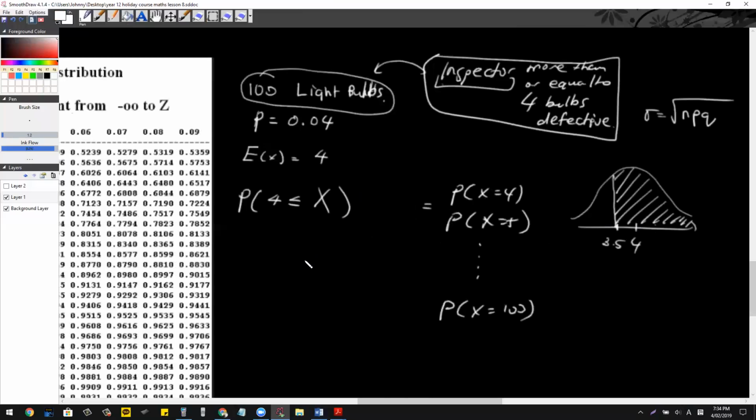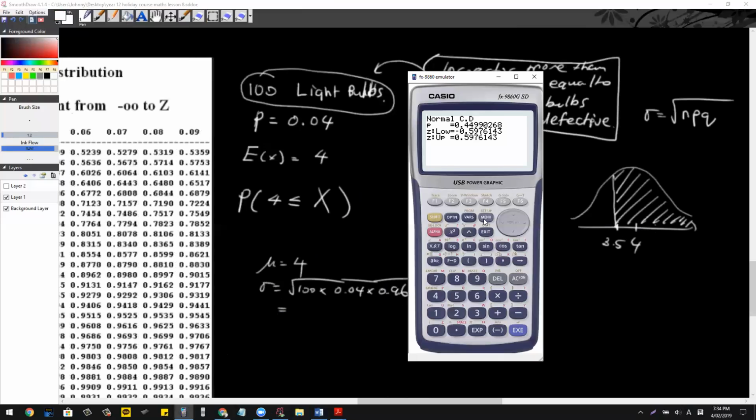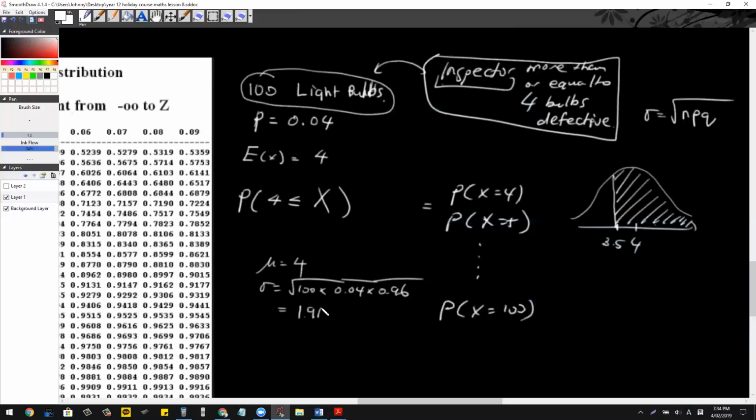Therefore, I need to do this. So mu is 4. Standard deviation is the square root of 100 times 0.04 times 0.96. So let's try that. 100 times 0.04 times 0.96, and then if I take the square root of this, that's 1.96.